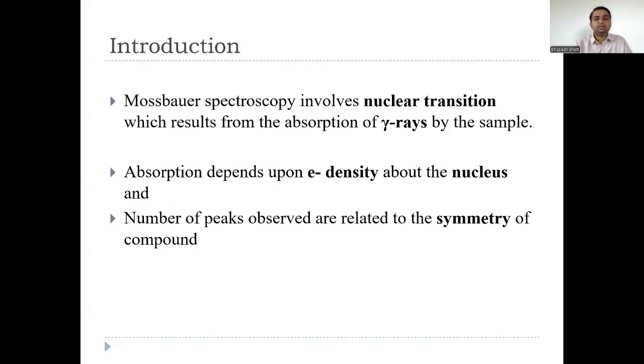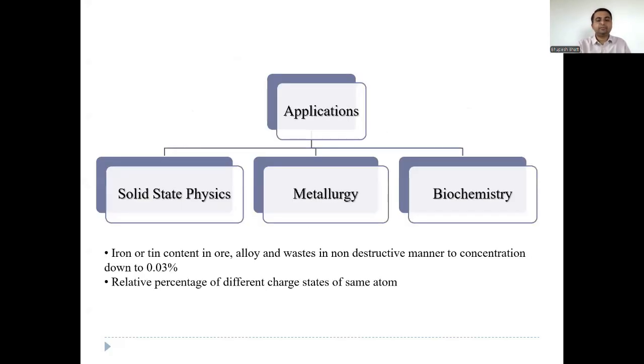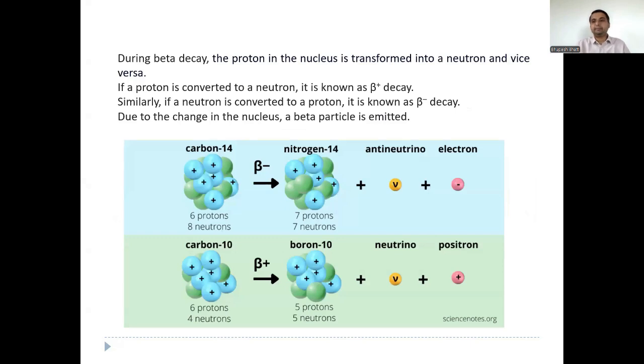Before moving to Mossbauer spectroscopy, I would like to discuss a very basic phenomenon, the beta decay process, because it is very important to understand it. Without understanding this decay process, we cannot move toward Mossbauer spectroscopy. So what is the beta decay process? Through beta decay, either a proton can be converted into a neutron or a neutron into a proton by electron capture or electron emission. Based upon that, it is called beta plus decay or beta minus decay.